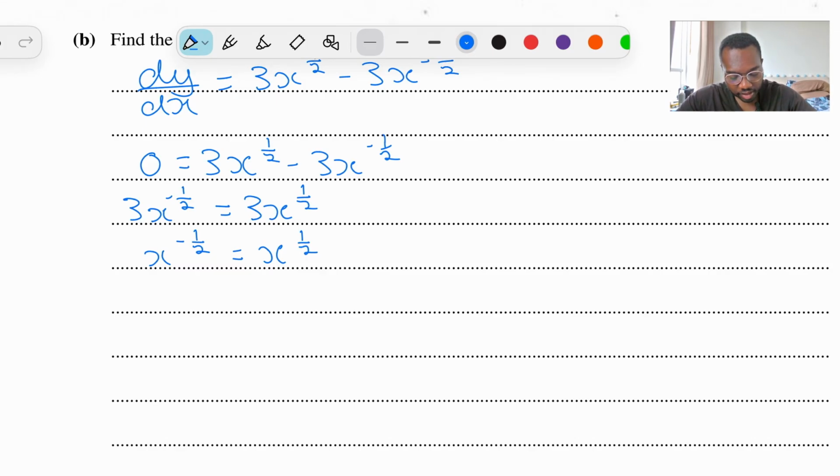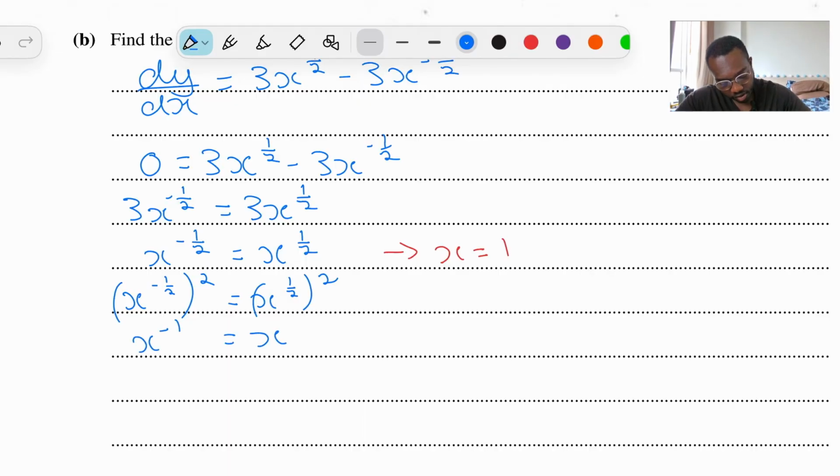If we think about it this way, there's only actually one value we can get, and that is x is equal to 1. That's the only value which will satisfy this. And if you're not sure about that, then you can go a step further. You can actually square both sides. So if we square both sides, we get x on this side, and then we get x to the minus 1 on this side is equal to x. So we get 1 over x is equal to x.